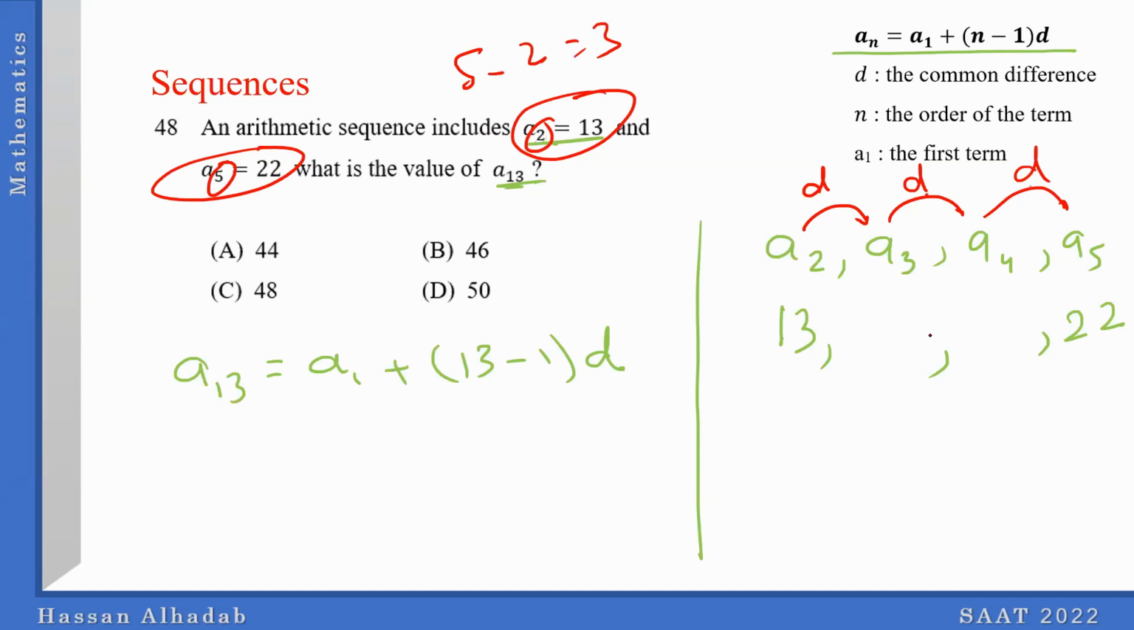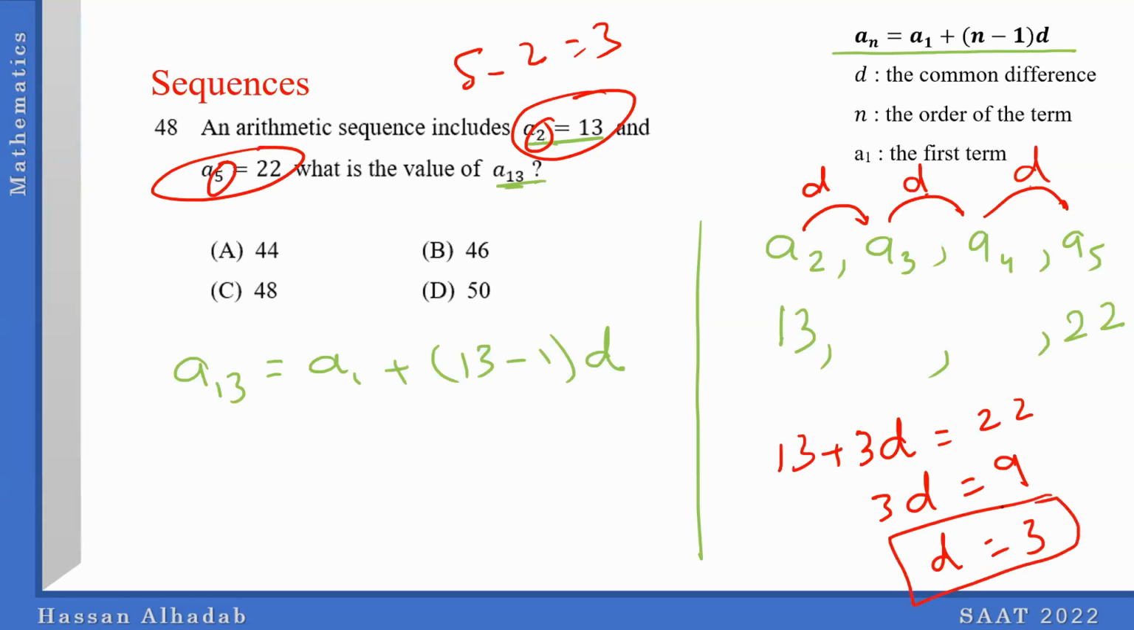So that means 13 plus 3 D's will give you 22, isn't it? Because there are 3 common differences. That means 3D is equal to, what's 22 minus 13? This is 9. That means D is equal to 3. I found the common difference. Is it clear? The idea of finding the common difference.